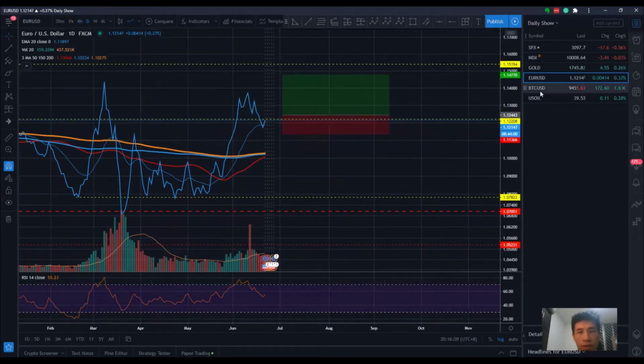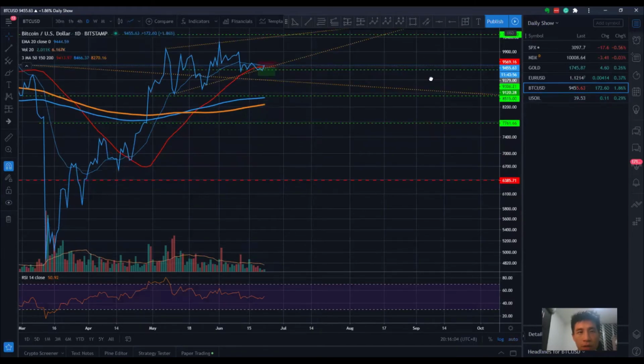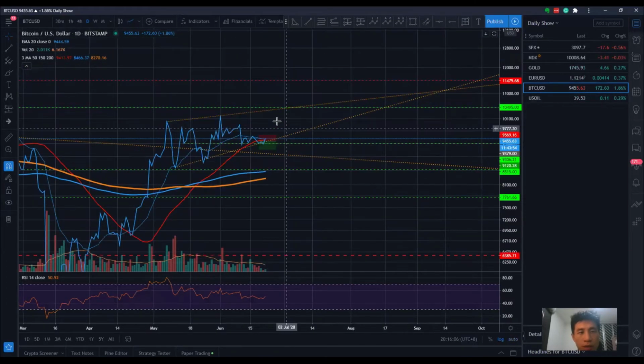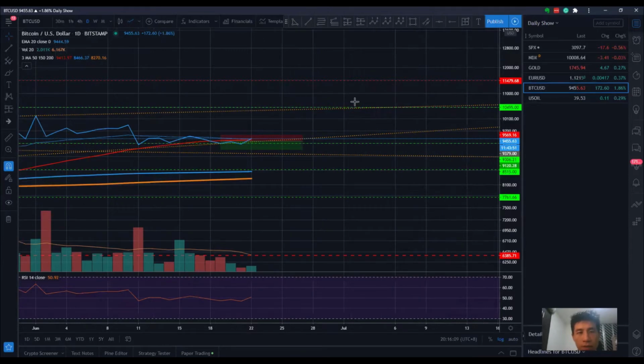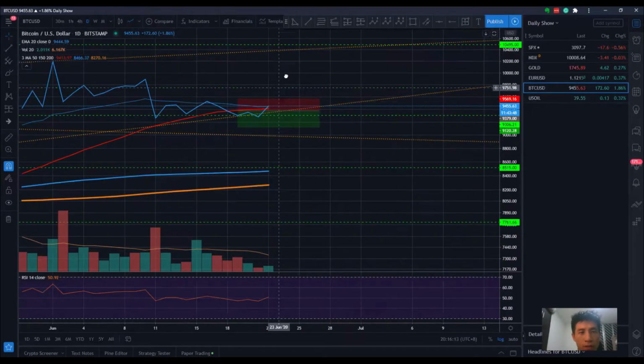Okay, so now this is covered. Let's get to the main token of the day, which is basically Bitcoin. For Bitcoin over here, actually, I've already closed my short setup earlier today. But before I do, let's update the market structure first.